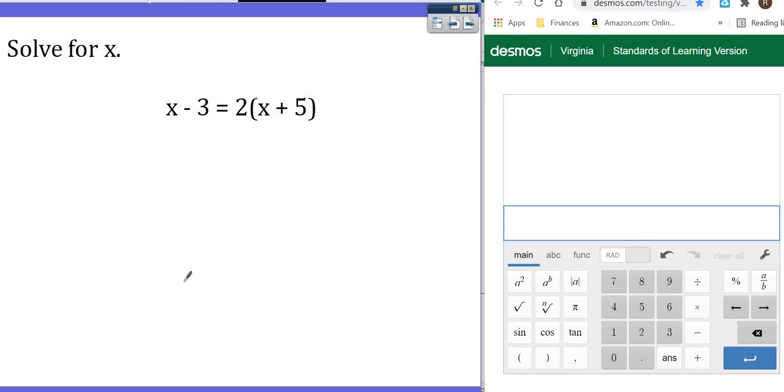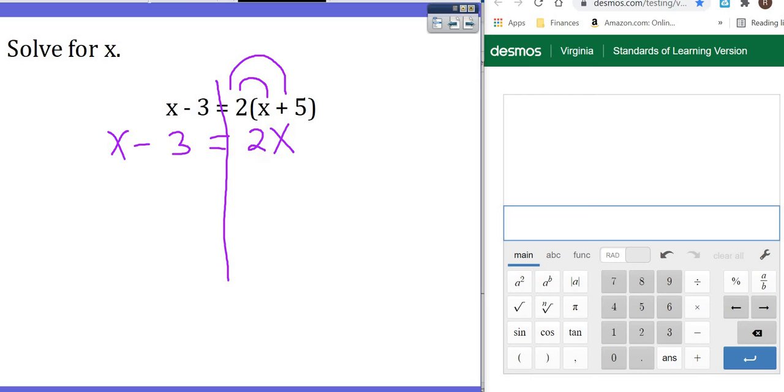Solve for x. This is an equation because it has an equal sign, and it also has parentheses, so we are going to have to distribute first. So 2 times x and 2 times positive 5. First thing we're going to do is move down the x minus 3 equals 2 times x is 2x, and 2 times positive 5 is positive 10.